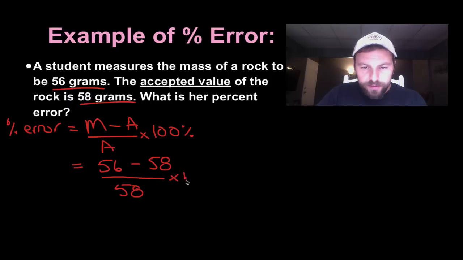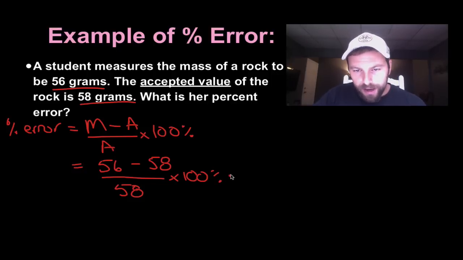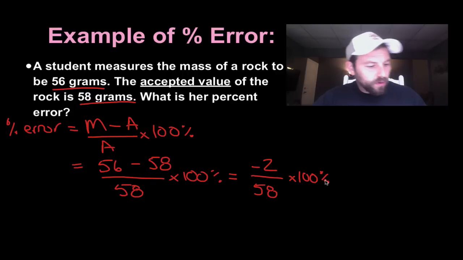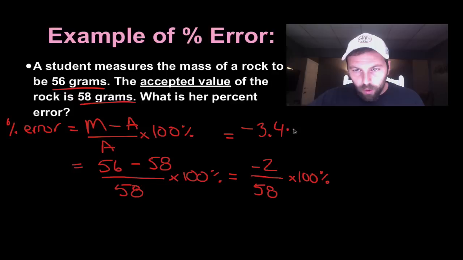In this situation, we do not need to worry about our units. The units will actually cancel out at the end, and remember, we're ending up with a percent. When we do the math with this, 56 minus 58 is minus 2 over 58 times 100%. Okay, let's go to the trusty phone calculator to figure this out. So we go clear, negative 2 divided by 58 equals negative 0.034, times 100, and we get equals negative 3.4%.